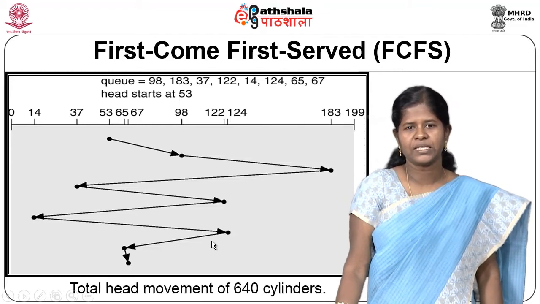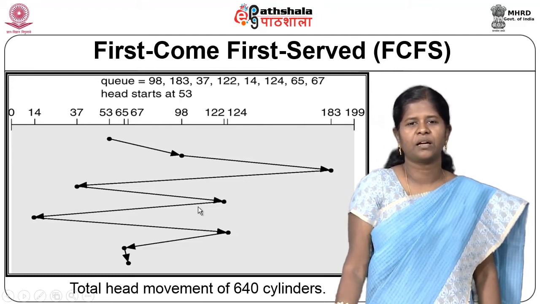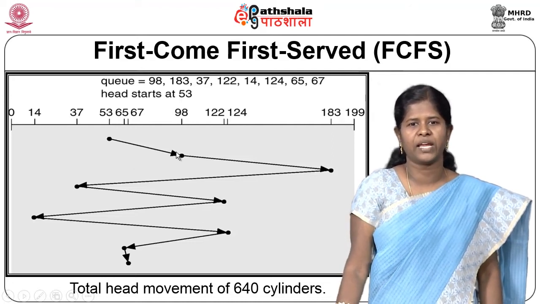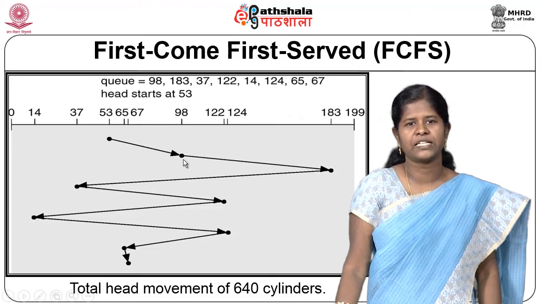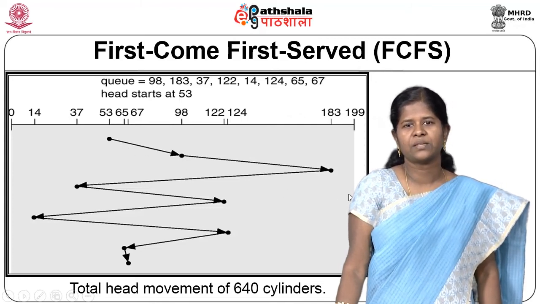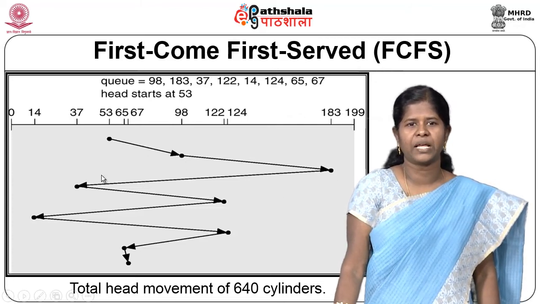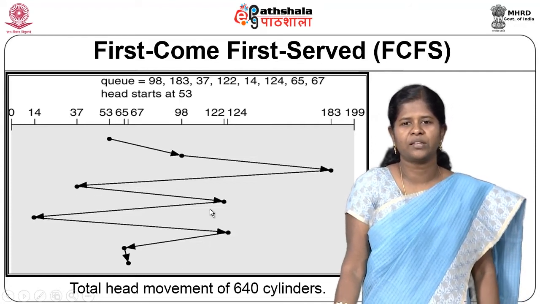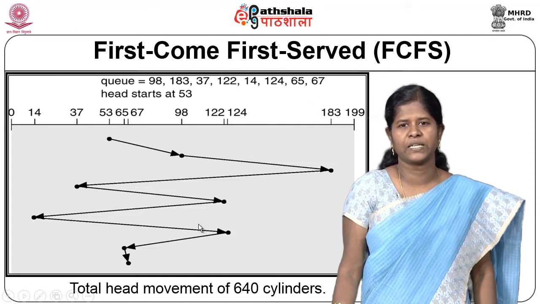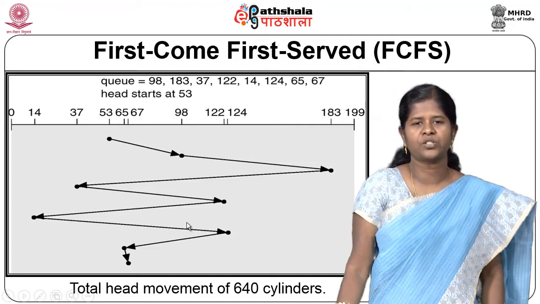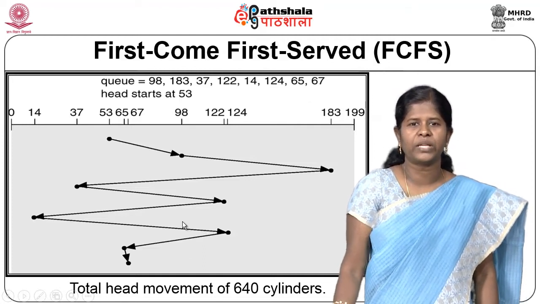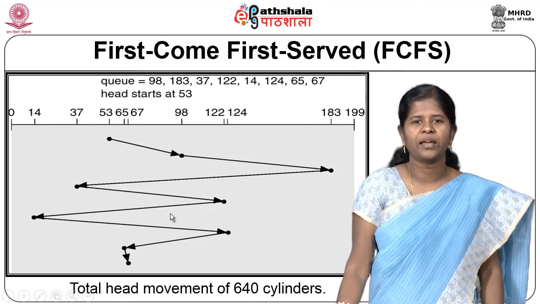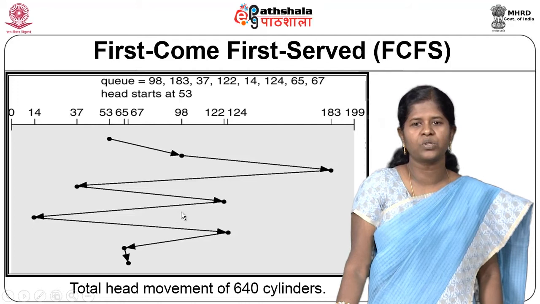So, here the head movement is totally 640 cylinders. You need to calculate it as 98 minus 53 plus 183 minus 98 plus 183 minus 37 and so on. If you add them together it comes to around 640 cylinders. So, let us move to another algorithm now, that is the shortest seek time first algorithm, where the head movement is reduced a little.